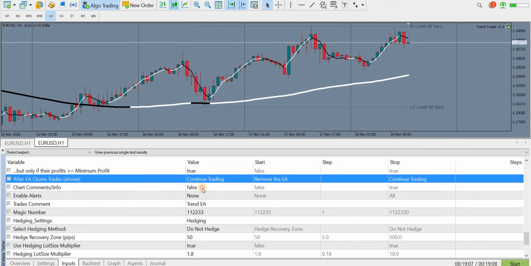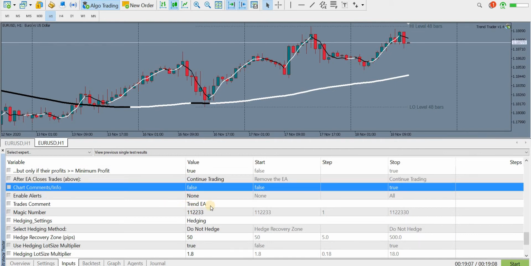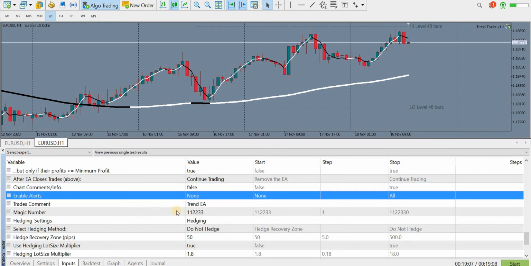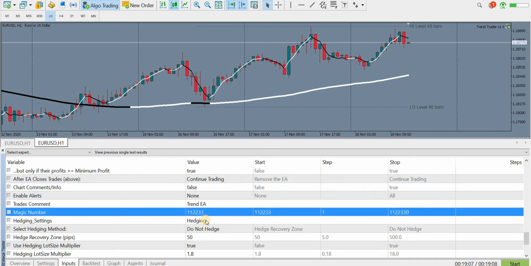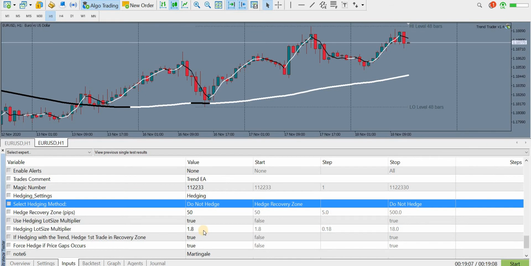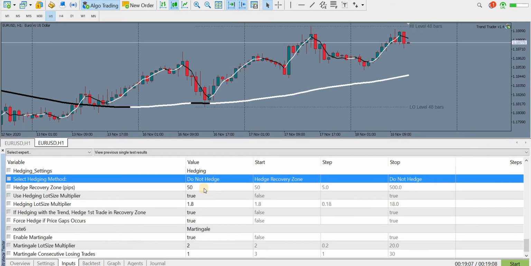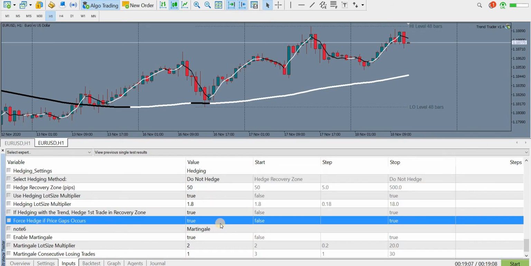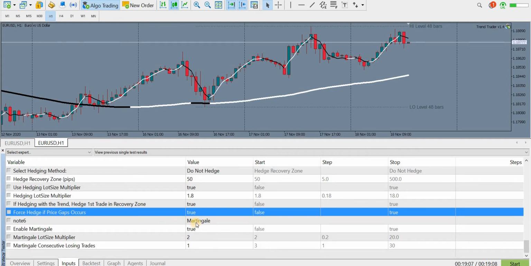I will hide the comments right now. We don't need them. I want to see the clear charts. No alerts. Hedge numbers. I'm not hedging, as I have said. So we don't care about the hedging settings.